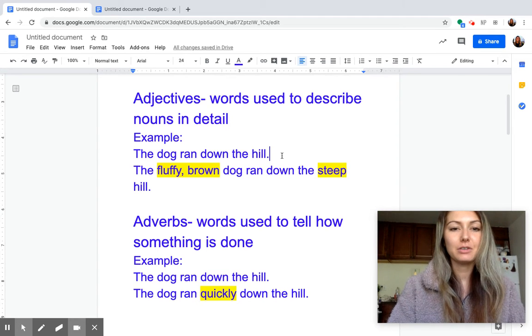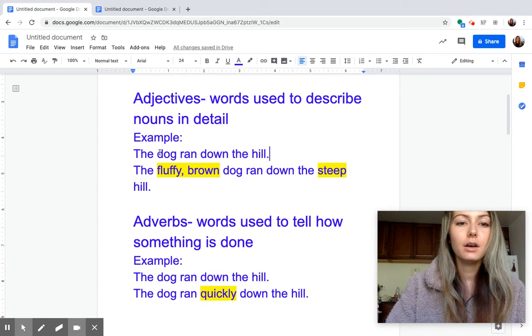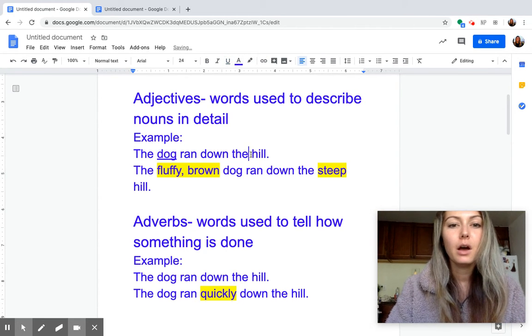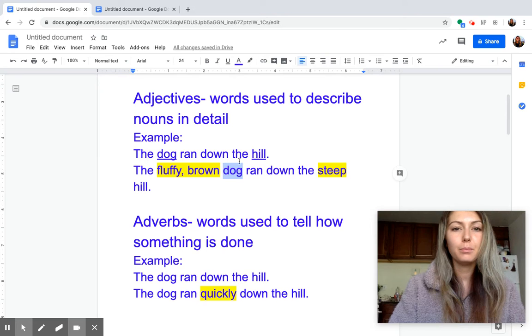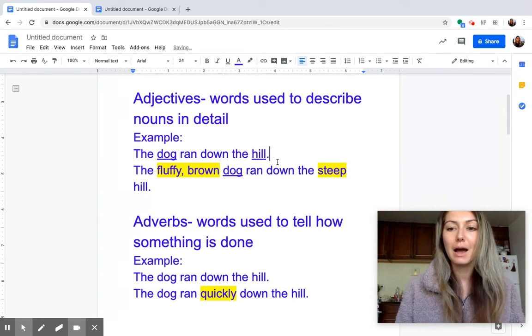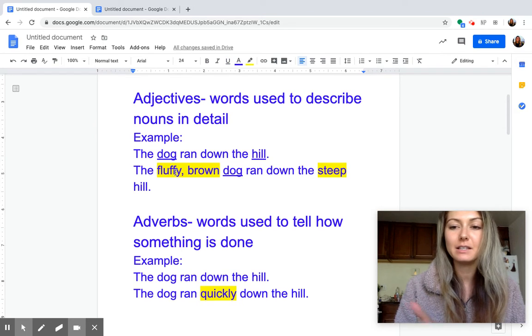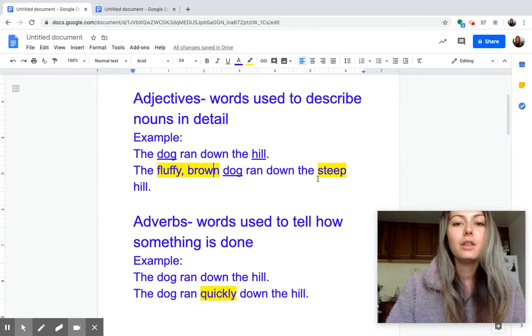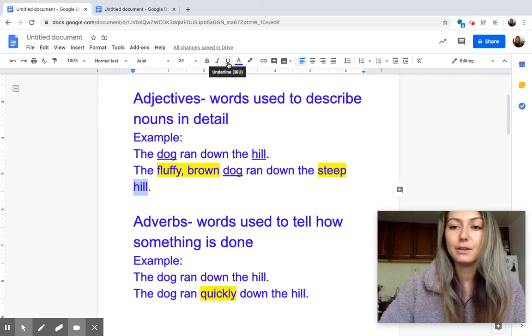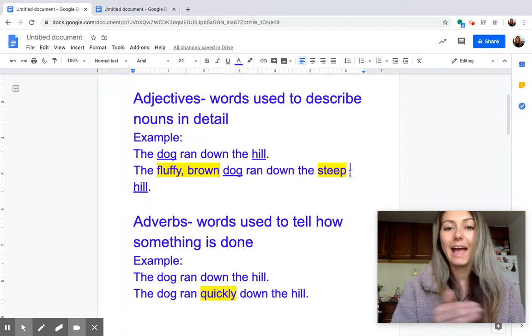We had this example from yesterday. The dog ran down the hill. The dog, we can underline or highlight. I'm going to underline. Down the hill, hill is the second noun here. So the fluffy brown dog, there we've described the dog. These are adjectives. Fluffy is an adjective, brown is an adjective. Ran down the steep hill. Again, I'm underlining, and notice where my mouse is right now. I'm clicking the U. That U stands for underline. I called this hill steep. My adjective for the noun hill is steep.